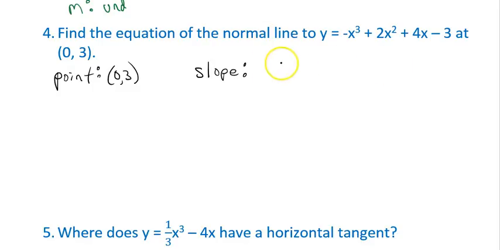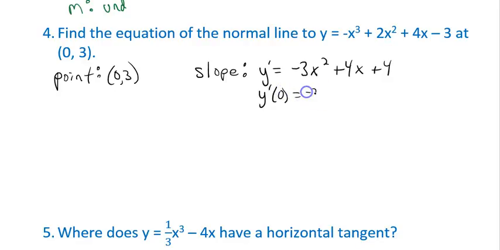So I'm going to go about the slope the same way I had been doing, but I don't use that one without fixing it. So my derivative would be negative 3x squared plus 4x plus 4. And then I'm plugging in the x value of 0. So negative 3 times 0 squared plus 4 times 0 plus 4 gives me 4. That's the slope of my tangent. That's not what I'm trying to find.